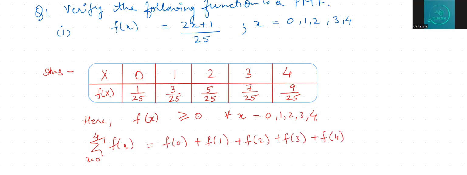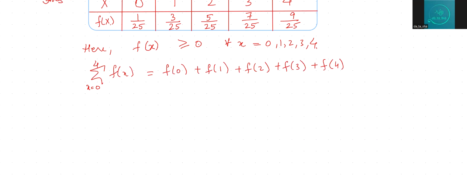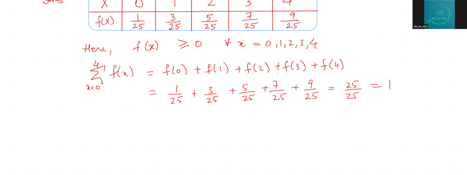So let us write down. This would be equal to 1 upon 25, 3 upon 25, 5 upon 25, 7 upon 25 plus 9 upon 25. As the bases are same, we can quickly calculate it. So 7 plus 3 is 10. 9 plus 1 is again 10. So plus 5 would give me 25 upon 25. That is 1. So clearly I could say thus the given function is a probability mass function. I'm just using the abbreviation PMF.